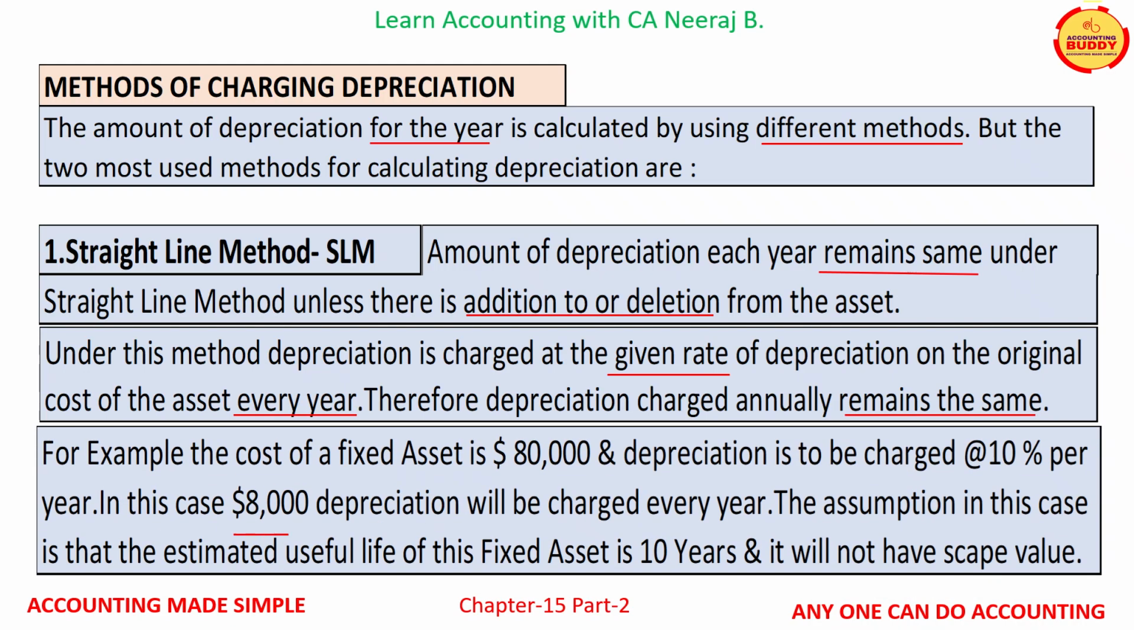For example, the cost of a fixed asset is $80,000 and the depreciation is to be charged at the rate of 10% per year. In this case, $8,000 depreciation will be charged every year. The assumption in this case is that the estimated useful life of the fixed asset is 10 years and it will not have any scrap value.